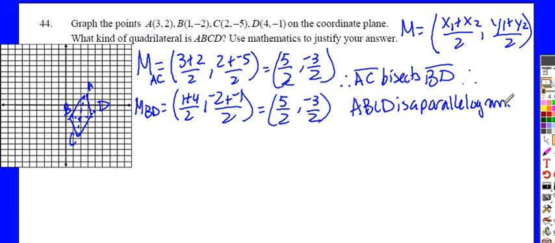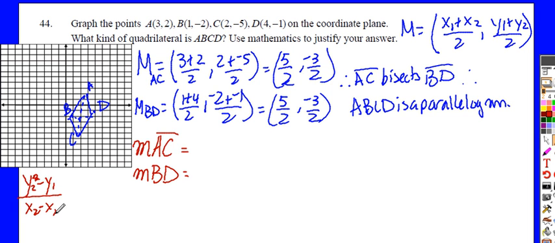Okay, now that it's a parallelogram, we have to show that it is not a rhombus and not a rectangle. If it was a rhombus, then the diagonals would also be perpendicular to one another. So I'm going to use the slope formula to find the slope of each of the diagonals, AC and BD, and decide if they're perpendicular, and therefore whether it is a rhombus. The slope formula is y2 minus y1 over x2 minus x1.